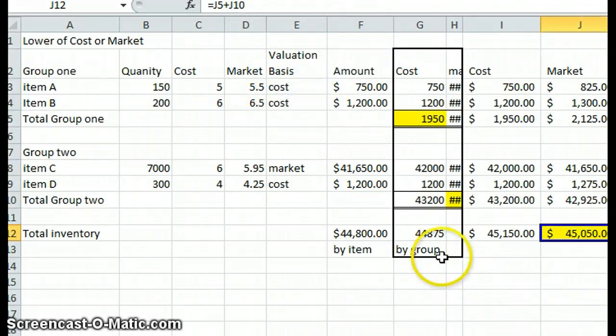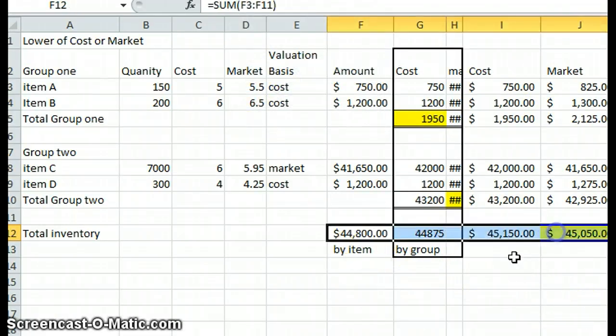So you can see that we have a different value for each item there when we do it that way. That's just to compare the cost or the market, and you want to do it for each one. And then you have to decide if you're going to do it by item, by group, or by total inventory. By item is the most conservative, and by total market value is the least conservative.